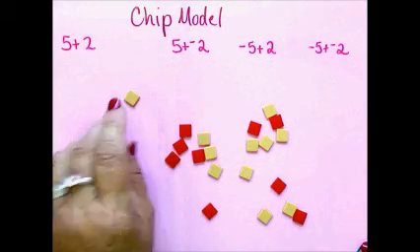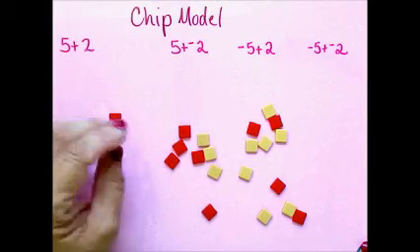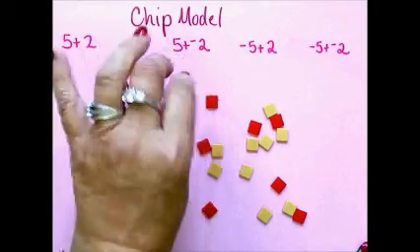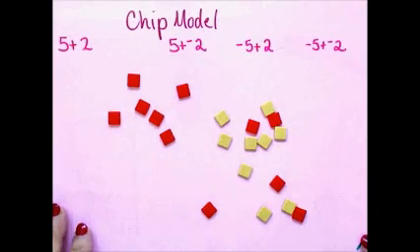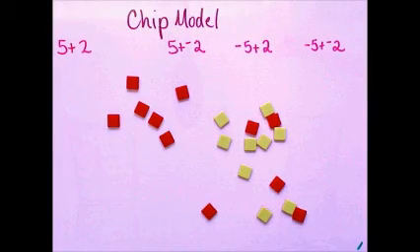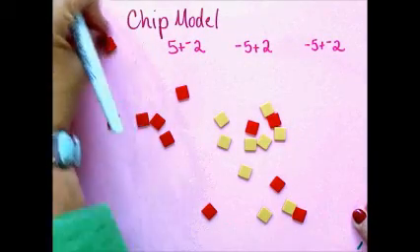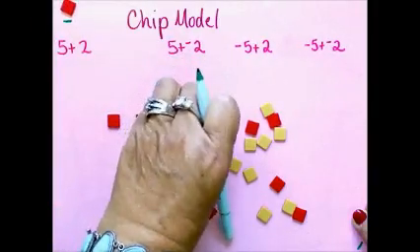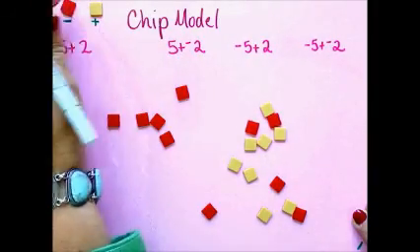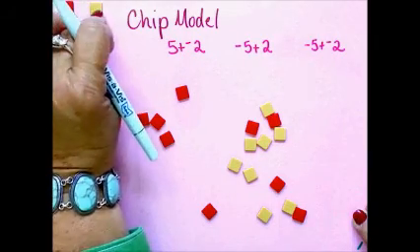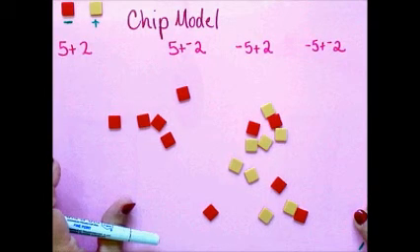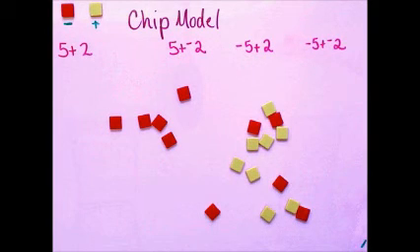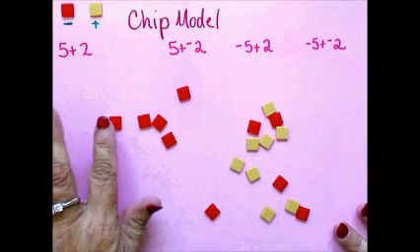Now notice that my chips are actually little squares, and I have the option of making them red or yellow. I'm going to use a red square as a negative and a yellow square as a positive. You could use it the other way, but I'm going to use this particular model. So, using chips, I'm going to model a positive 5.